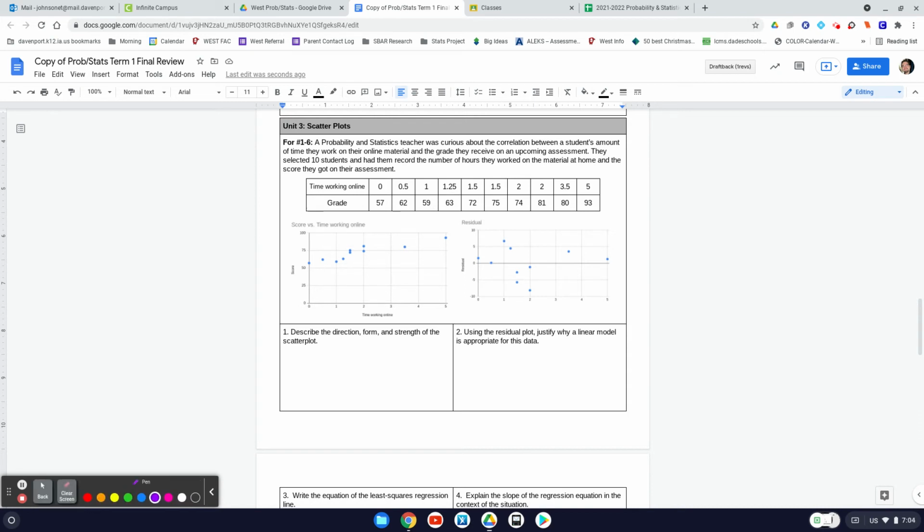So just looking, I kind of want to know before we even start what my explanatory variable is and what my response, aka my x and y.